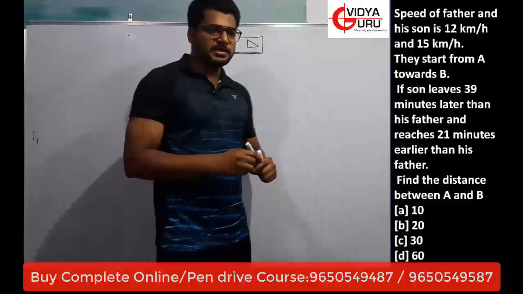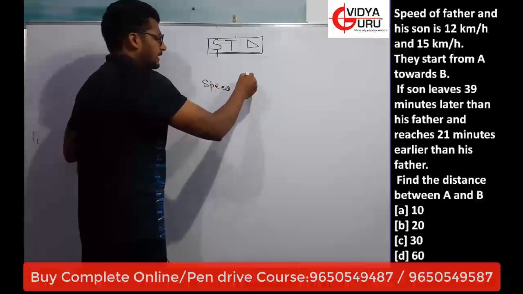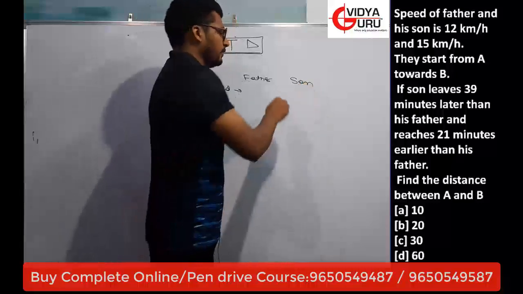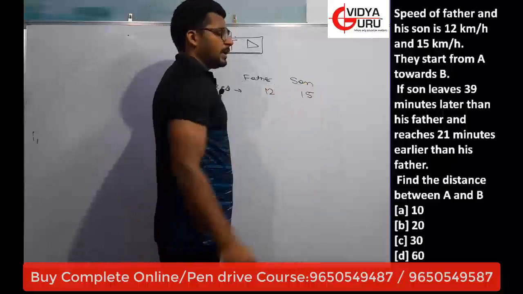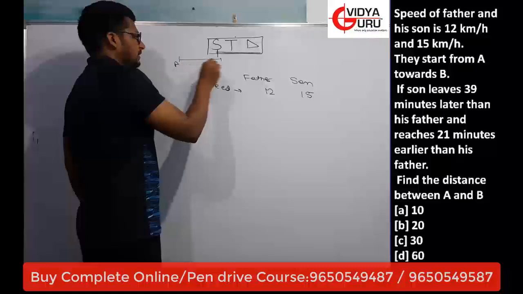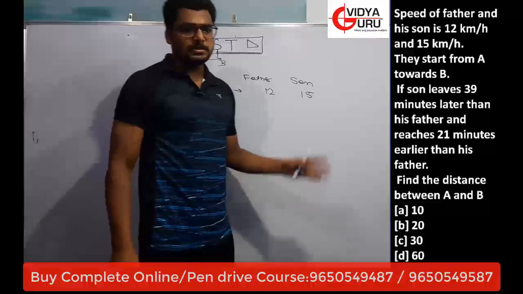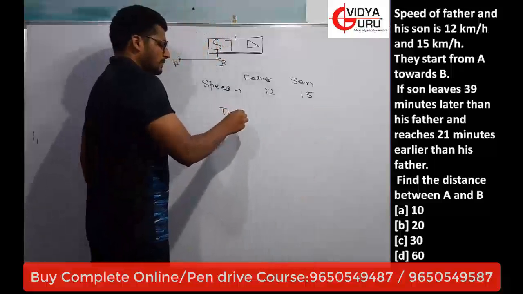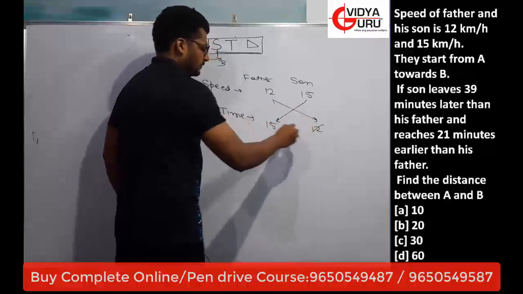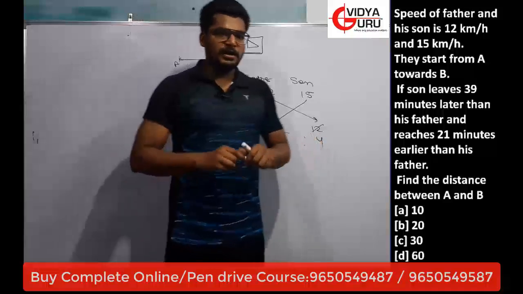So coming on to our next question, what is the next question saying? Speed of father and son is given. Speed of father is 12 km/h and speed of son is 15 km/h. They both started from A towards B. That means father is also traveling this distance and son is also traveling this distance. Distance is constant. So reverse of speed will be the ratio of time. So what will be the ratio of time? 15, 12, 3, 5, 4. Ratio of time will be 5:4.